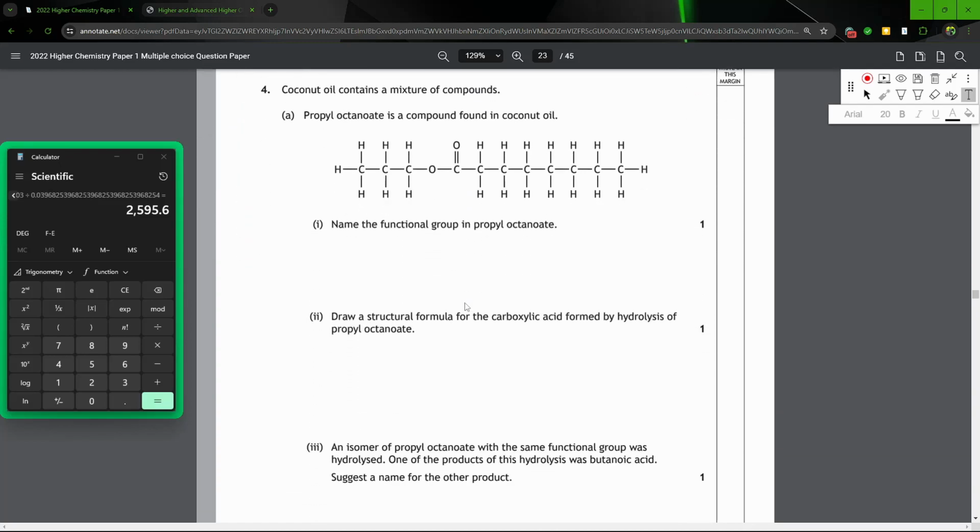Coconut oil contains a mixture of compounds. Propyl octanoate is a compound found in coconut oil. Name the functional group in propyl octanoate. Okay, well, it's pretty clear to see here that it is an ester. It's got the ester link here, so that's exactly what we're going to write. Don't be fooled and say it's a carbonyl group, because it's not, because it's got this extra oxygen attached to it. So we're just going to say it's an ester link.